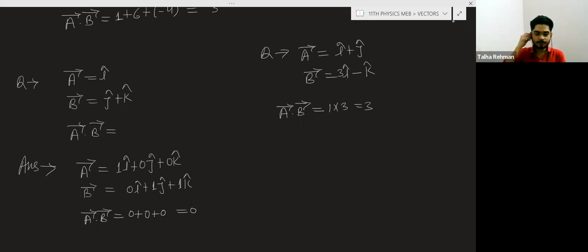With the help of dot product, we can find the angle between two vectors.